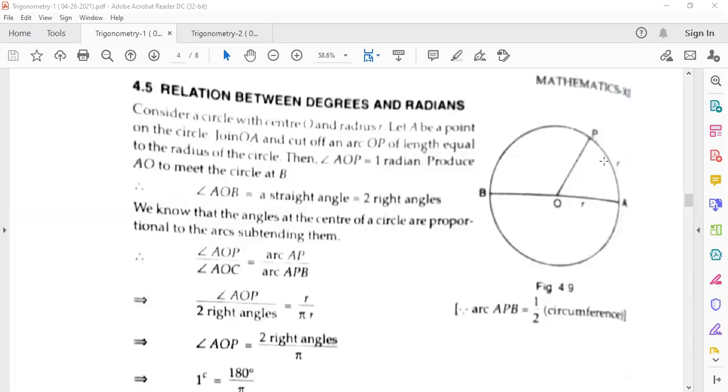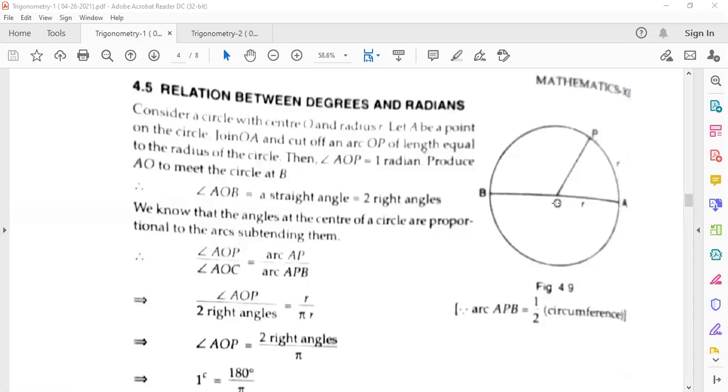Sorry for the disturbance. Actually, there was an exam conducted. Some people are not getting their LMS, so they called me. Okay, leave it. We are going to the relation between degree and radians.